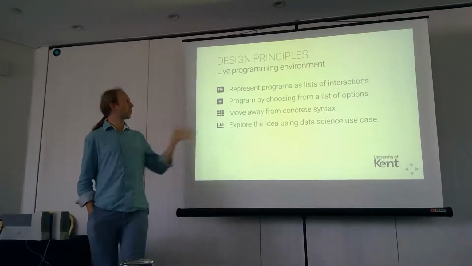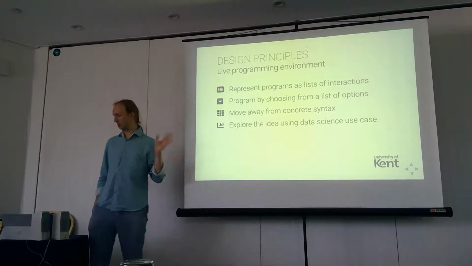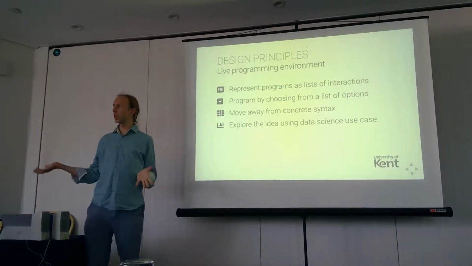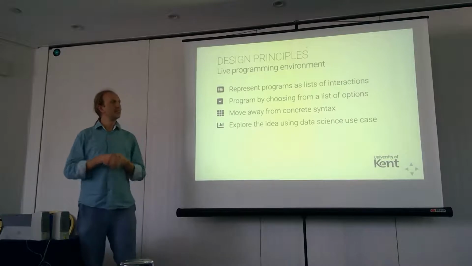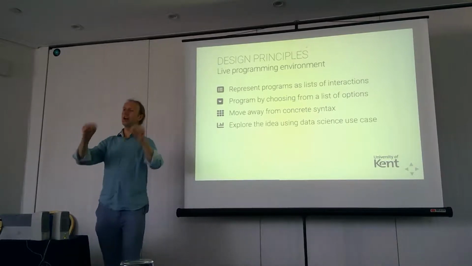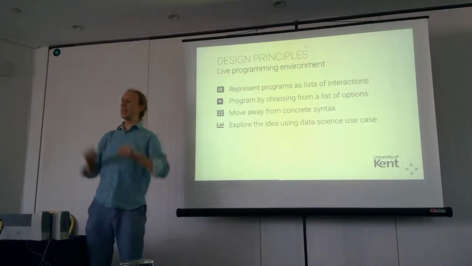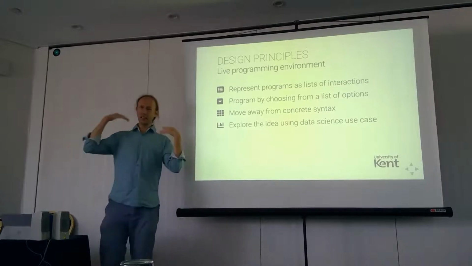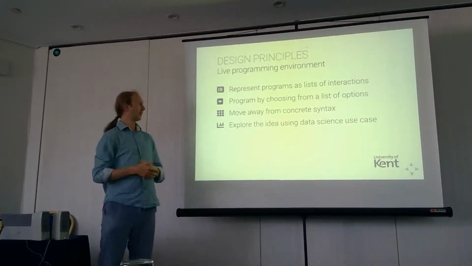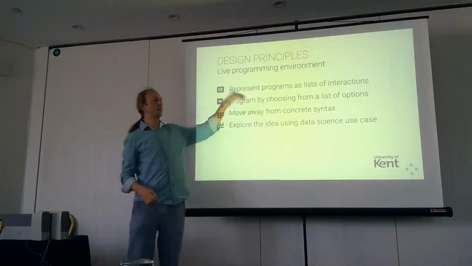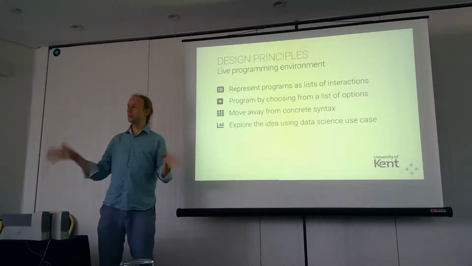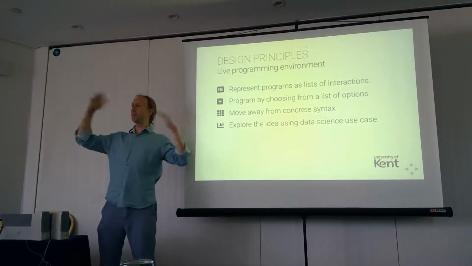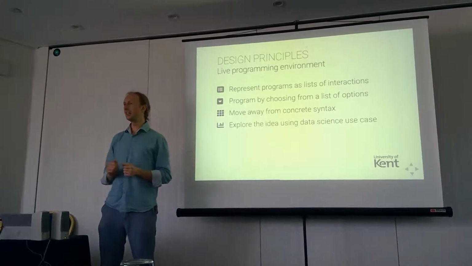The actual system that I'm going to show you is based on a couple of simple principles. So one principle is, rather than representing programs as source code, we're going to represent them as lists of interactions. So whenever I have my environment, I do something with it, that's an interaction. And the end result, the program I get at the end, is just this list, and I can replay that. I'm going to do it in a way where, as much as possible, I want to be able to program just by choosing from lists, because if I'm faced with a blank text editor, I don't know where to start.